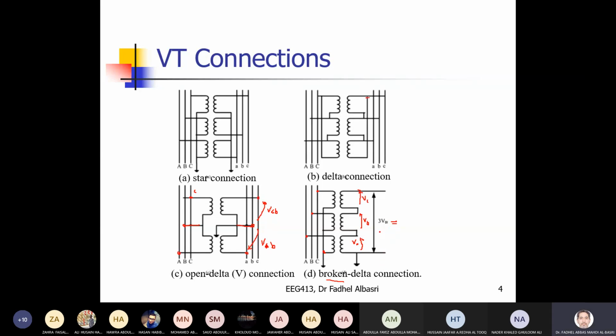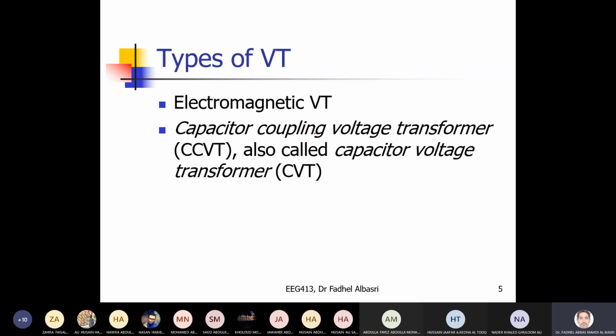Okay, so these are in terms of connection. We have some transformers which are primary star. We have three winding transformers. This is a star and broken delta, which is shown as broken delta, like this. So you have one primary side, but the secondary has two, one star connected and the other broken delta, so I can have two outputs. In terms of construction, we have two types: electromagnetic type, and the capacitor coupling voltage transformer, or simply capacitor voltage transformer, CVTs.